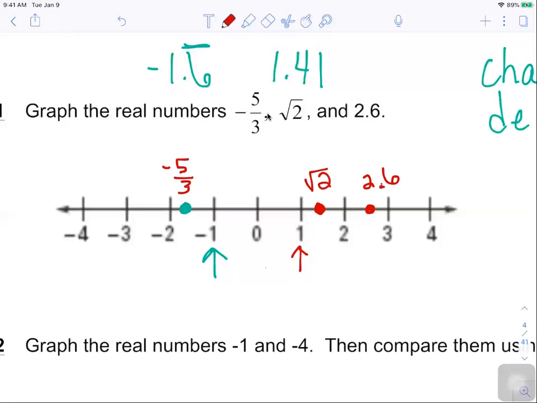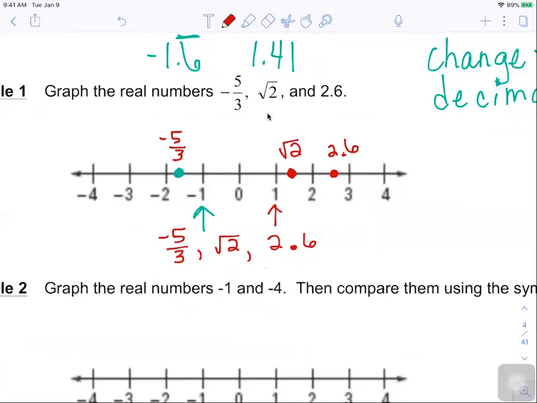So that's how most of your homework is going to look. Sometimes it might say to label them or list them in order. So if I wanted to list them in order, that's why we actually use a number line, so that we can order numbers from least to greatest. So now I can write those numbers in order from least to greatest.